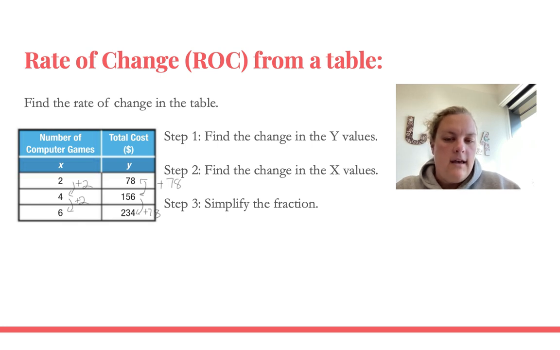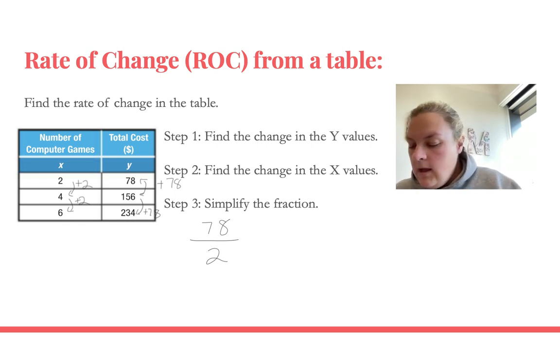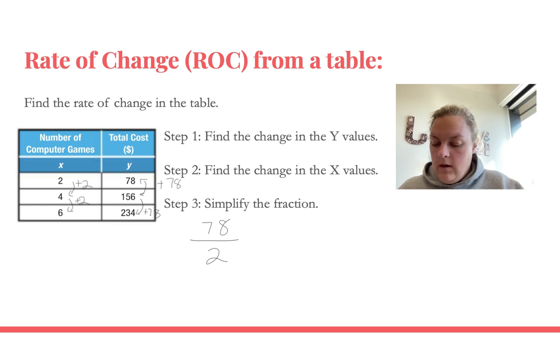So how do I write this? Well, I'm going to write this as my change in my y values, or in this case, plus 78 over plus 2. Now, because we're talking about rate of change and slope, we want to use 1 as a number on the bottom if we can. So in this case, 78 divided by 2 is going to give us a whole number, and that ends up being 39.